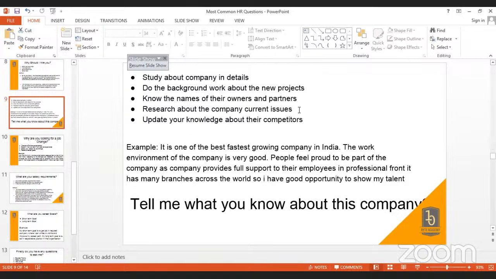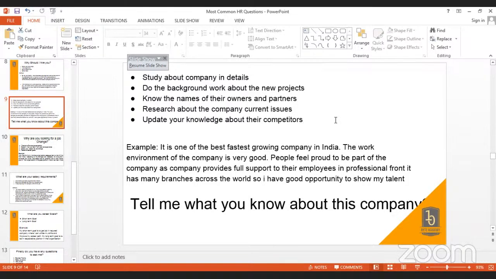So you can also mention these things, like what you like about the founders and the partners and the companies as well. Research about the company's current issues, I mean, what the company's current status is, how you can contribute to the growth of the company and all. So mention all these points, right? Update your knowledge about the competitors. Whenever you are applying for a company, the interviewer would also ask you about the competitors, right? So do the background research of the company, as well as a bit of background research about the competitors, which would also be a strong point, right?